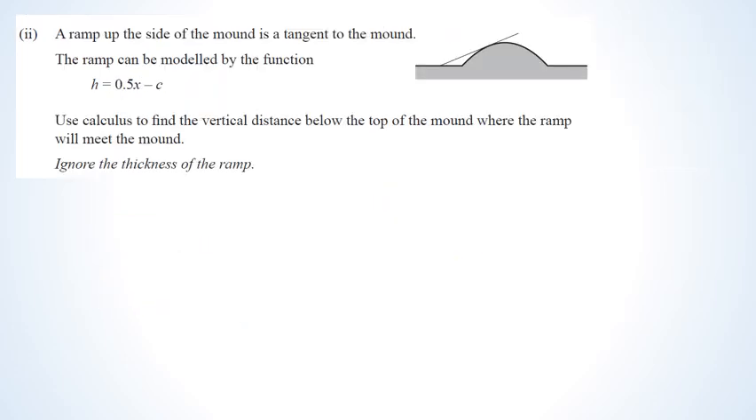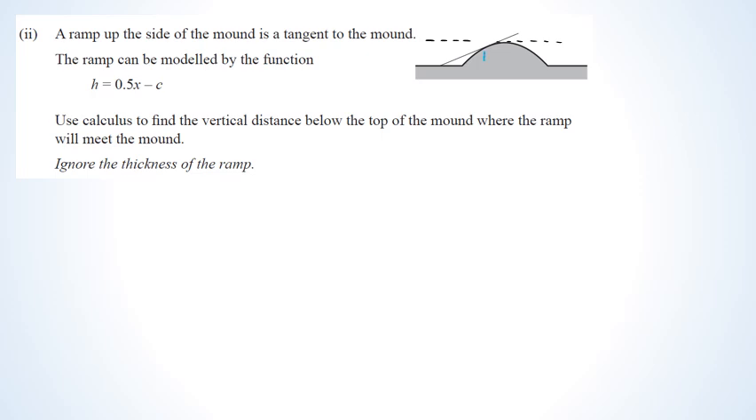Part 2 says a ramp up the side of the mound is a tangent to the mound. The ramp can be modeled by the function 0.5x minus c. Use calculus to find the vertical distance below the top of the mound where the ramp will meet the mound. To figure out what they're asking, I'm just going to show you guys where the top of the mound is. That's where the top of the mound is. They're saying find the vertical distance below the top of the mound where the ramp will meet the mound. So what we're looking for is this purple line here.